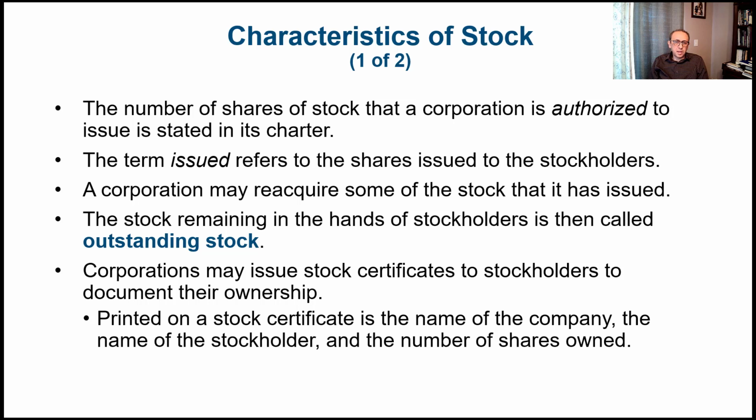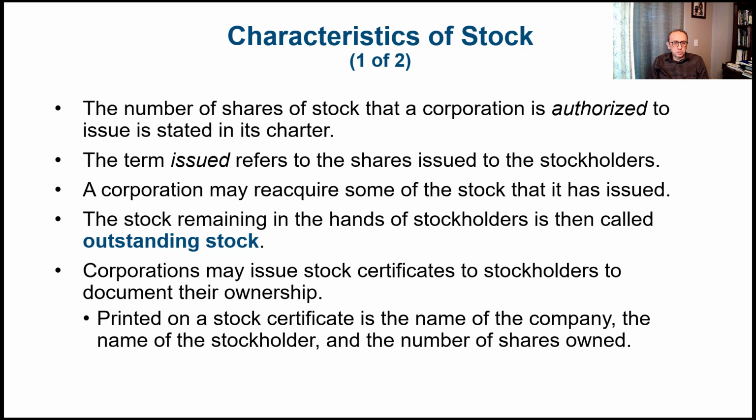This is why sometimes the outstanding stock might be less than the issued. Why? Because when the corporation buys back its own stock, it's not outstanding anymore. So the outstanding is equal to issued minus the treasury. The stock remaining in the hands of stockholders is called outstanding stock. And outstanding is important because these are the stock that would receive dividends. If we issued stock and bought it back and it became treasury stock, we cannot really pay dividends to ourselves. It's only the outstanding stock held by the stockholders.